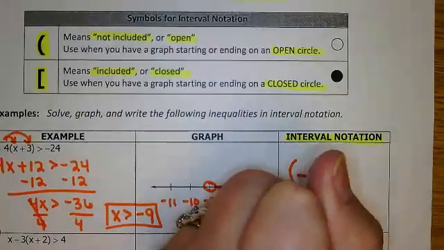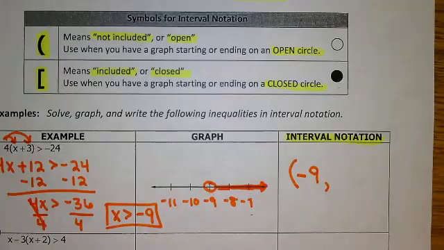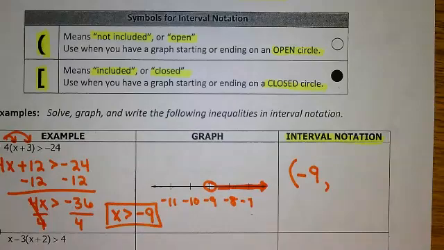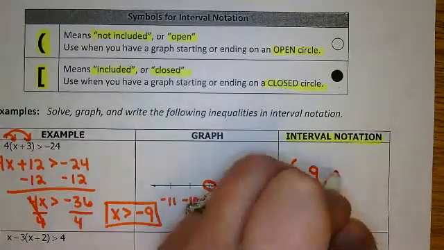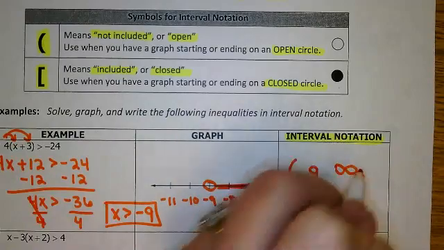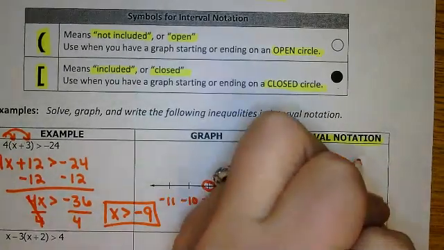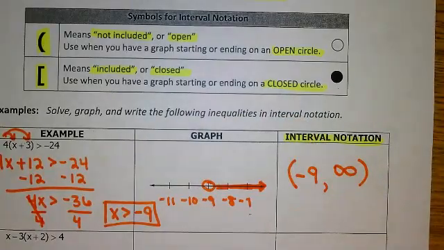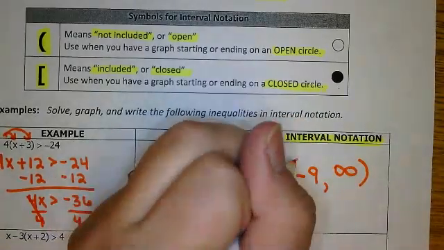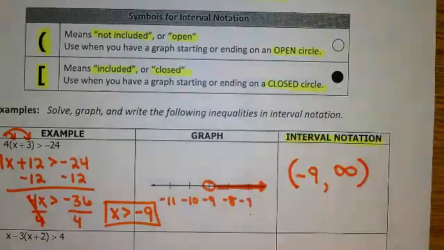I'm going to put a comma. And then with that, I have any number all the way to the right that can be a solution. So I'm going to use infinity. And because it is never ending, you're just going to use another parenthesis to close it out. So in this case, you're going to have a normal set of parentheses.